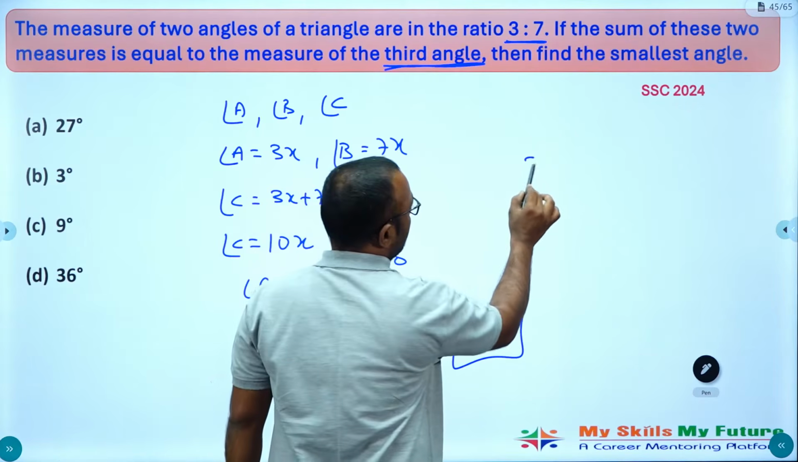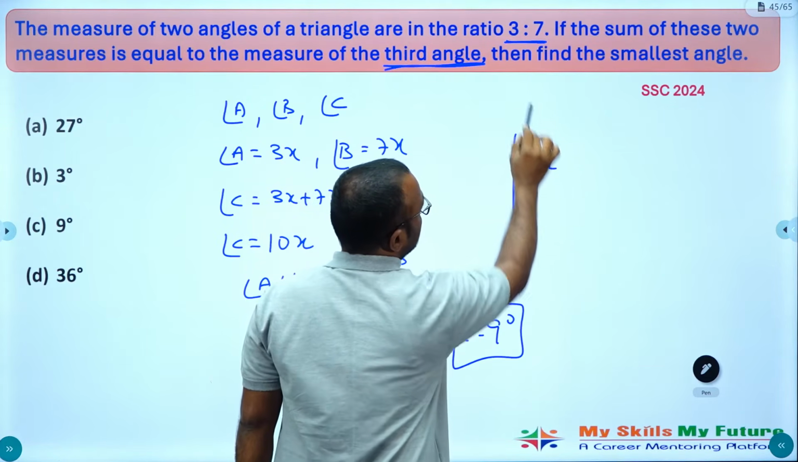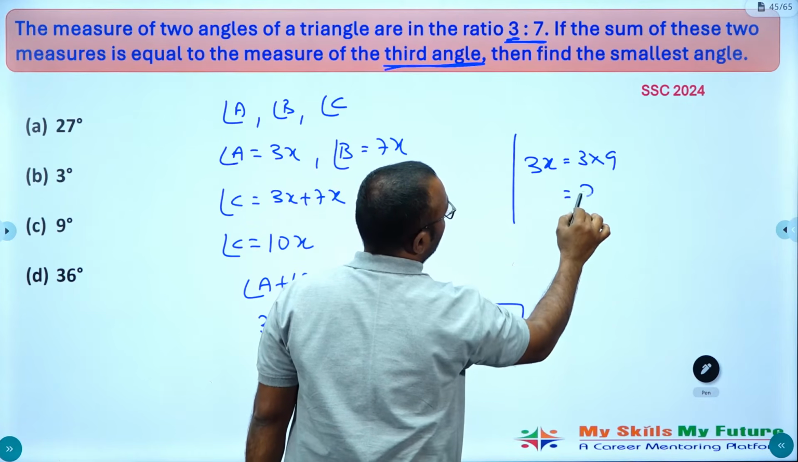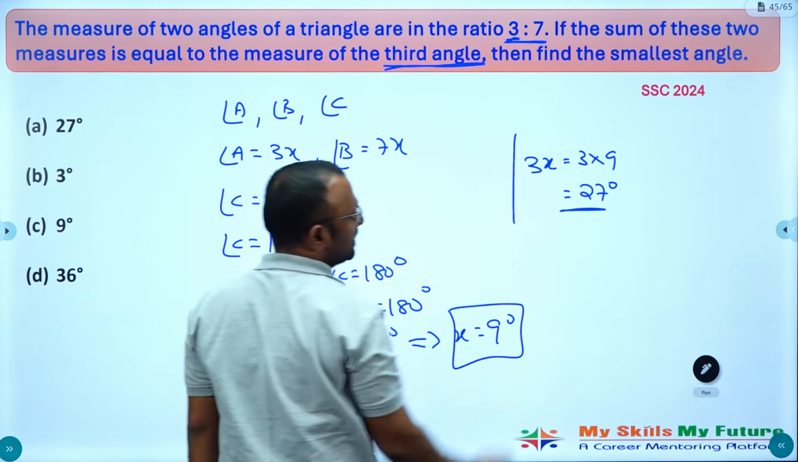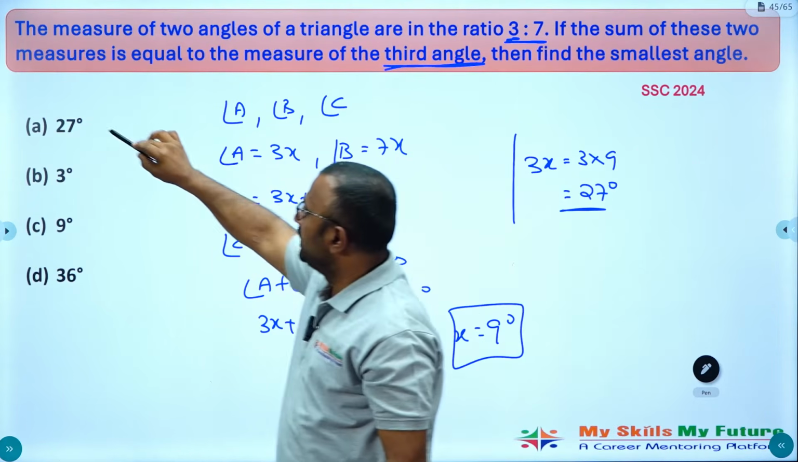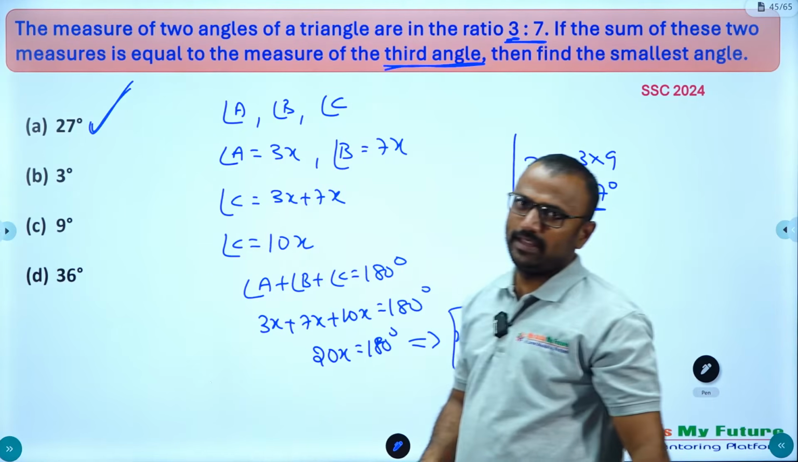So the smallest angle is 3x. So 3x is equal to 3 into 9. We get 27 degrees is the smallest angle. Option A is correct.